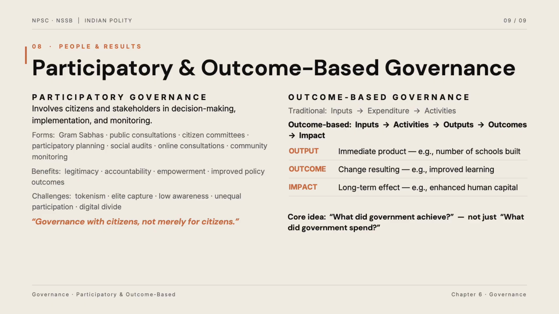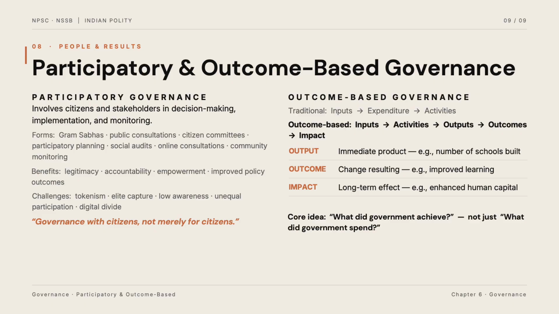And participatory governance is a kind of governance in which both the citizens and stakeholders are involved in decision making, implementation, and monitoring. Right? I hope these two terms are very simple. Okay, we focus mainly on outcome-based.